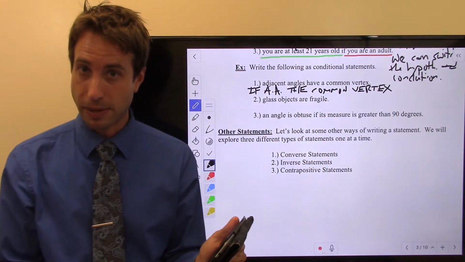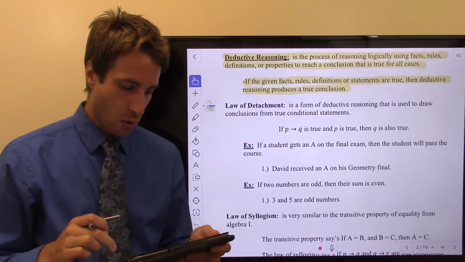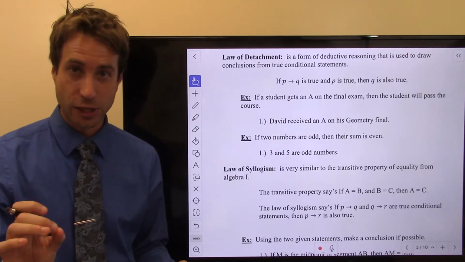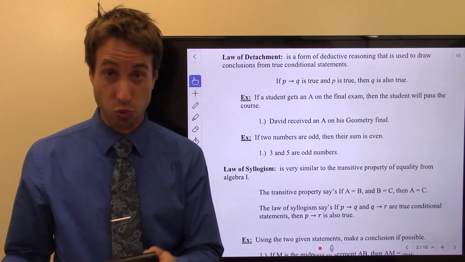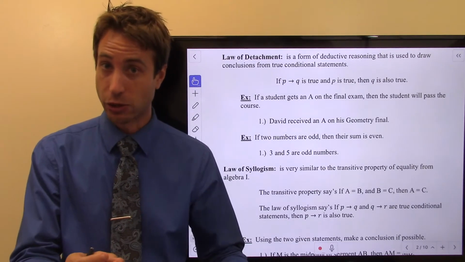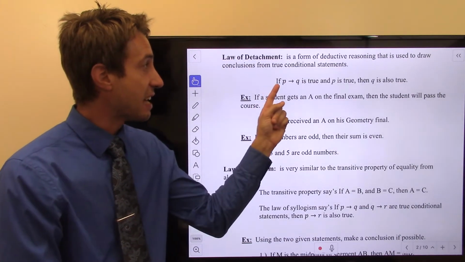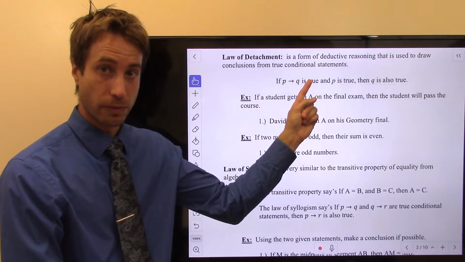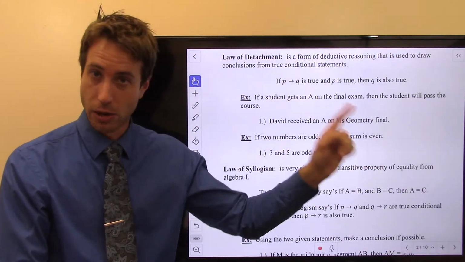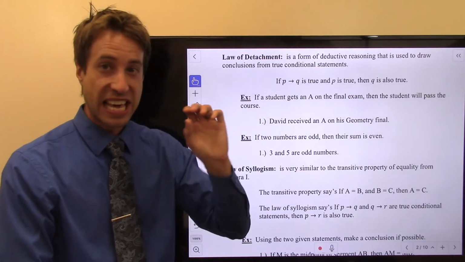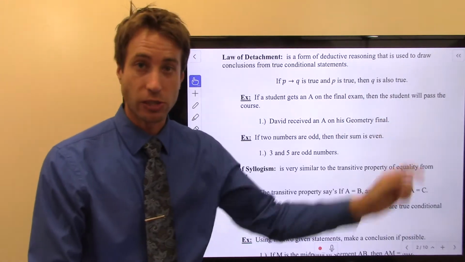Now that we know something about conditional statements, go back to the previous page. The law of detachment. These are ways of deductively reasoning to a conclusion. Here's what it says. If P, then Q is true. So I have this conditional statement, if P, then Q. If P is true, then Q must also be true.